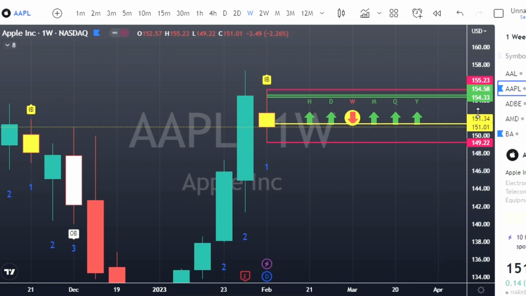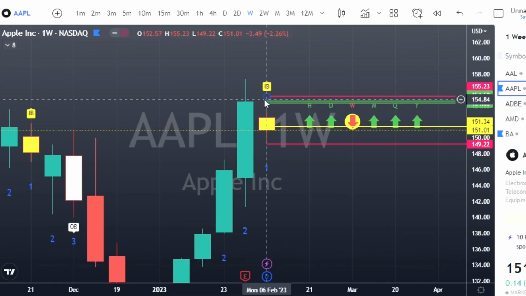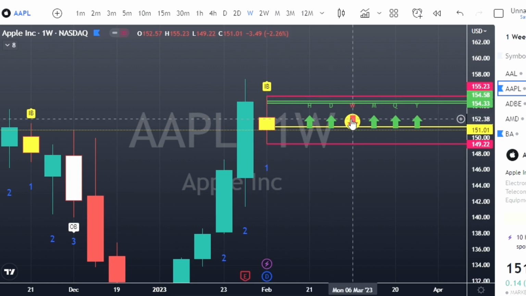So Apple, again, inside bar, we're looking for that big break. So we can look for calls at 155.23. The numbers I'm calling out are on the right-hand side here.